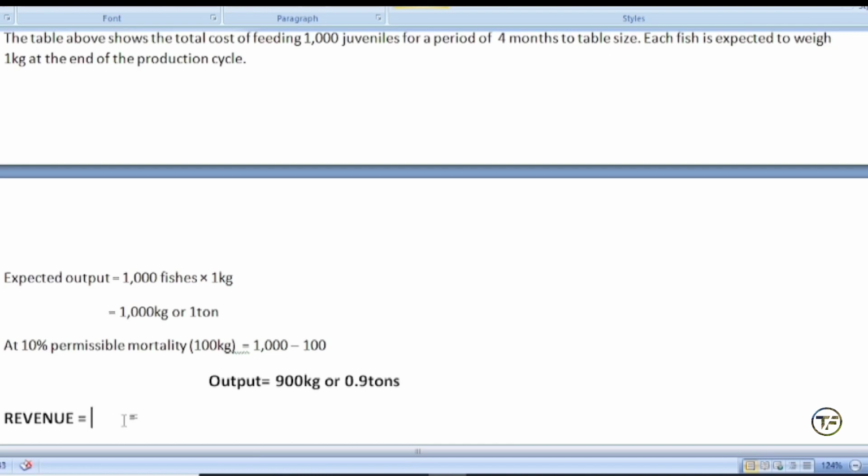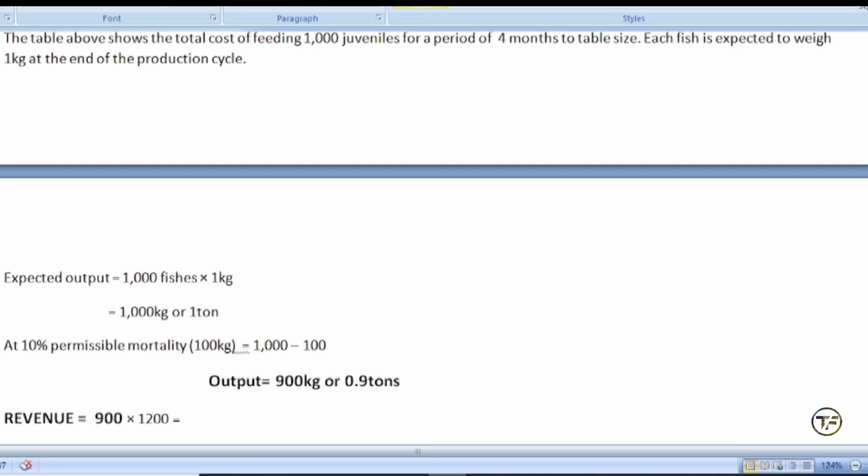Revenue is different from profit. Revenue is the money that you're going to make after sales of your fishes. All right, so our revenue, we're having 900 kg, multiplying that by the price of 1 kg. How much is 1 kg of fish in your area? So this is going to be dependent on the price of fish in your area. So I'm going to put mine at 1,200. Okay, so if I multiply this together, what are we going to get?